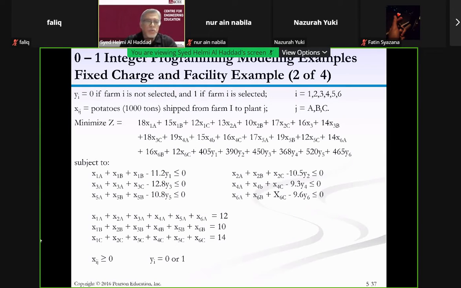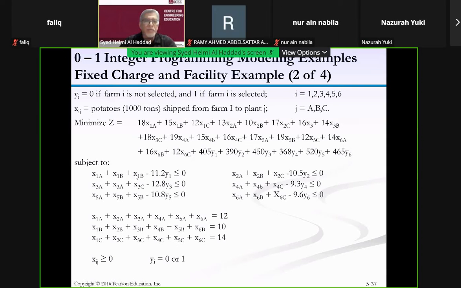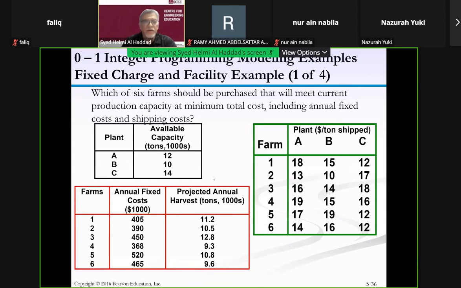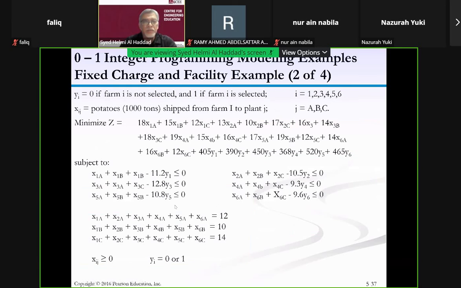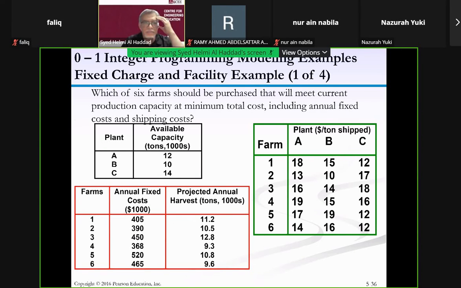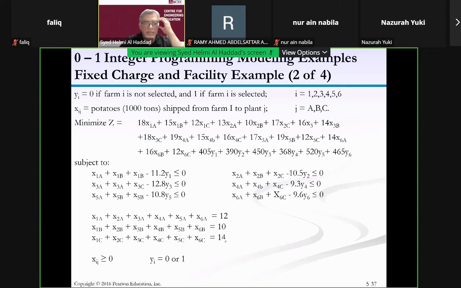Okay. So subject to, this is X1A plus X1B plus X1C is equal to 11.2. Okay, 11.2. And this is actually, we have 11.2 for Y1, and 10.5 for Y2 and so on. So this is the equals. All right. And we know that the numbers of availability for plant A, B, and C, which is equals to 12, 10, and 14. Right? And Xij is a whole number greater than or equals to 0, meaning that it can be decimal. Okay. But the Y should be 0 or 1.